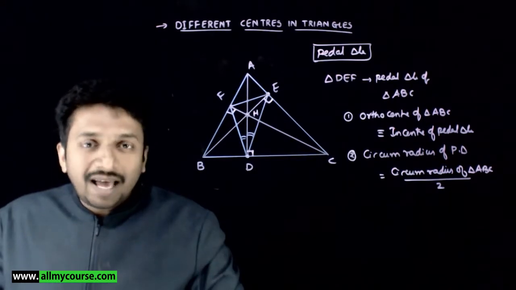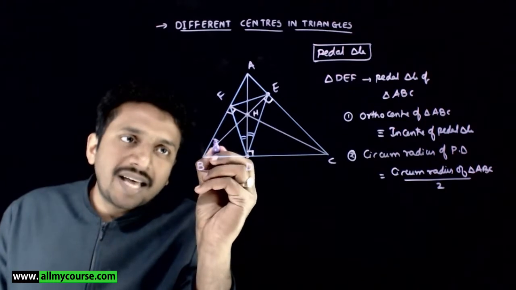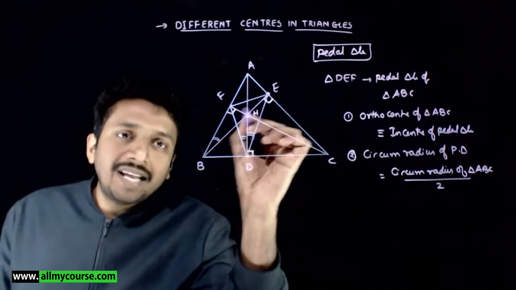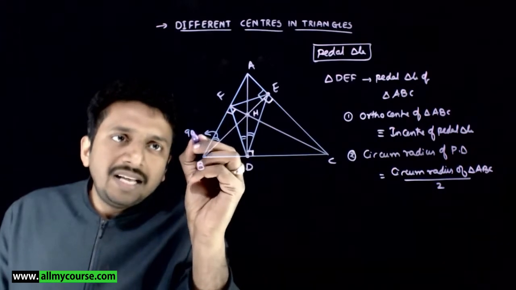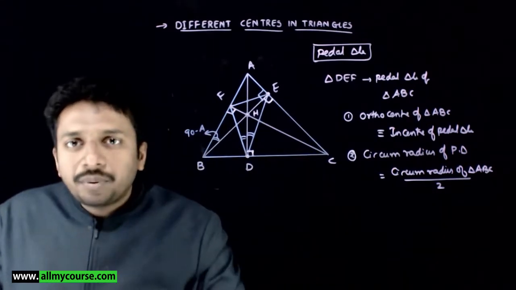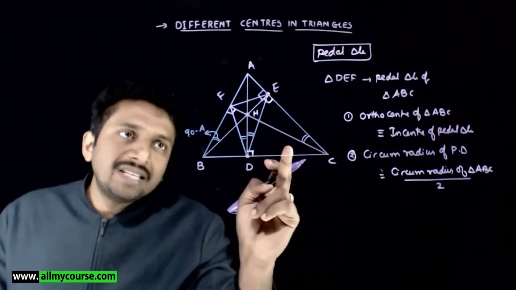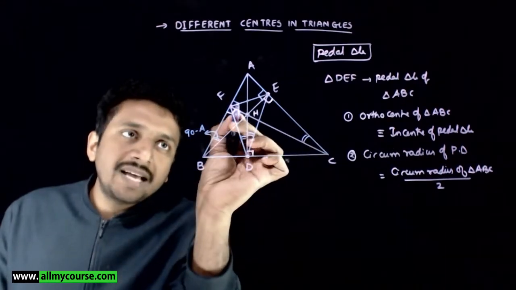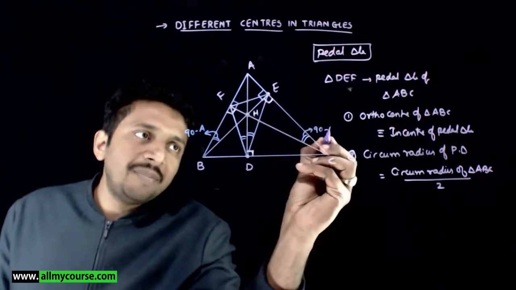To do that, I'll use the angle properties which I have used in orthocenter. So first, what is this angle? Because this angle is 90, this angle is nothing but 90 minus A, right? Next, what is this angle? This angle is also equal to 90 minus A, because this angle is 90 and this angle is A, so this angle is 90 minus A.